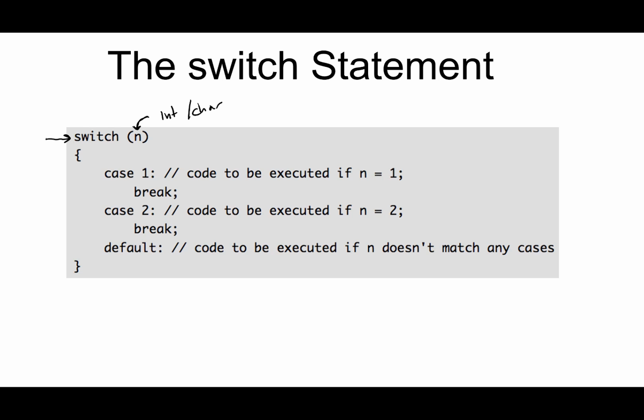So let's say that n is equal to 1. This is going to run case 1. Case 2 is the code that we're going to execute if n is equal to 2. And notice how we have these break statements after each case.